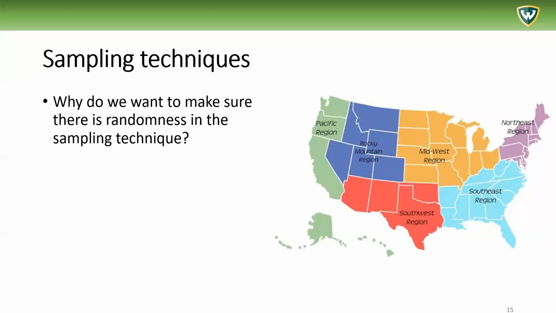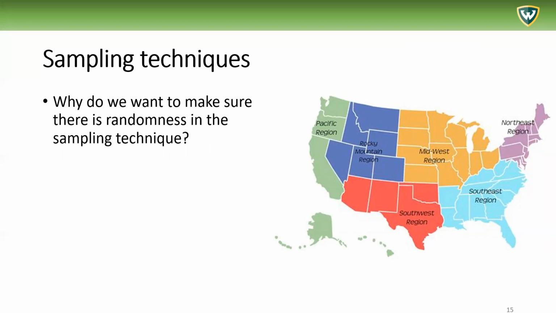Why do we want to make sure there is randomness in the sampling technique? You can pause the video now and think about it for a second. I'll tell you the answer. The reason we want randomness essentially is to avoid bias.